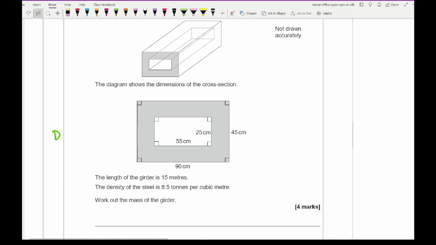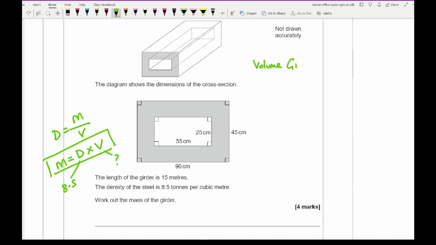Now, in terms of density, that's equal to mass over volume. So to work out mass, it's going to be density times the volume. So what I need to do, I know the density, which is 8.5, but I don't know the volume. So I need to work out what the volume of this girder is going to be. Now the volume of the girder is going to be the volume of the big cuboid minus the volume of the small cuboid.